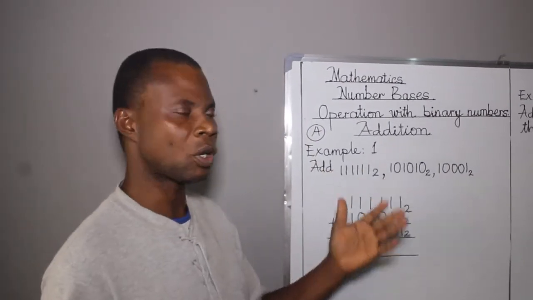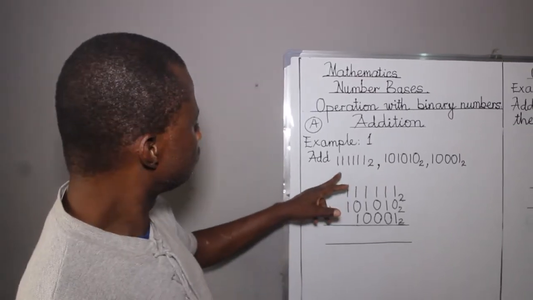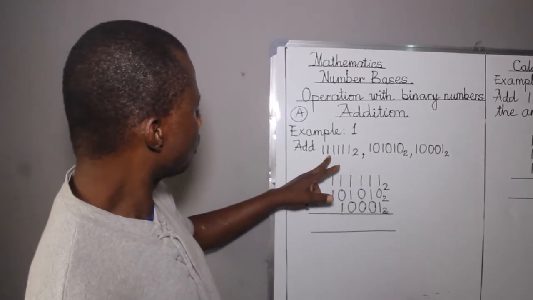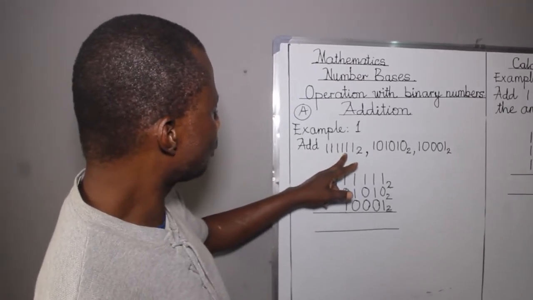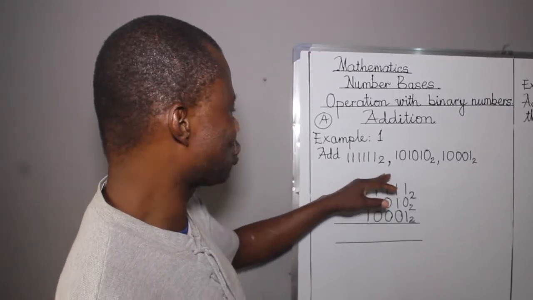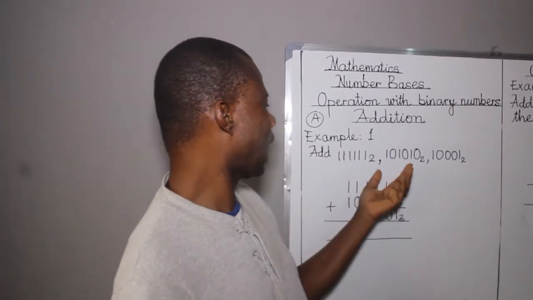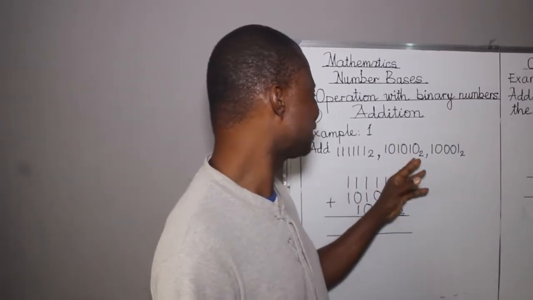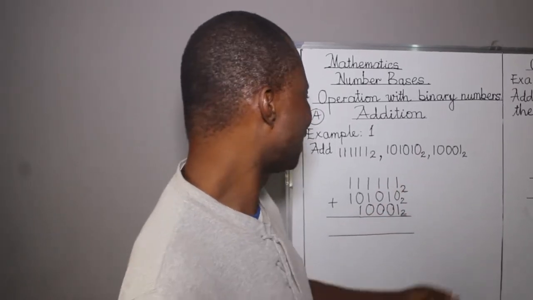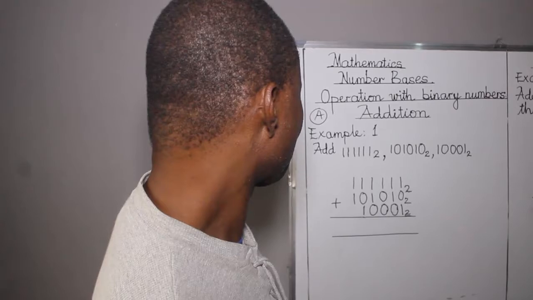In our first example on the board, we have 111,111 base 2. Then we have here 101,010 to base 2. And we have 10,001 to base 2.